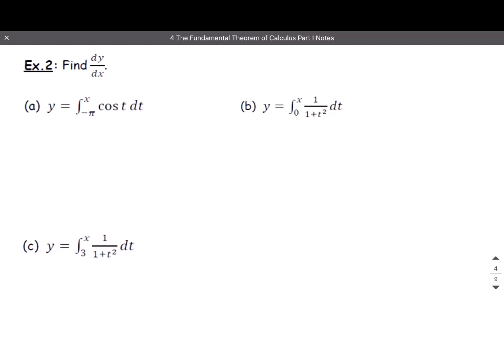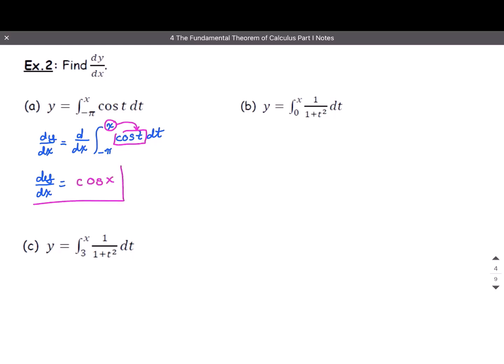We have y equals the integral from negative pi to x of cosine t dt. Well, the derivative of y is dy dx. We would have to take the derivative of the other side. Now, I'm writing it out the first time. I am not going to need you to write this step all the time, okay? It'll be okay if you come right down to this step. When we take the derivative of this integral, we're going to take the x and plug it into this function, and our derivative is cosine x. All done.